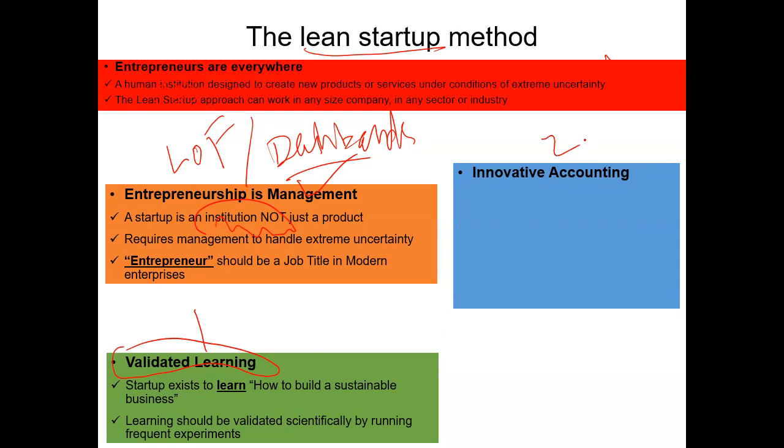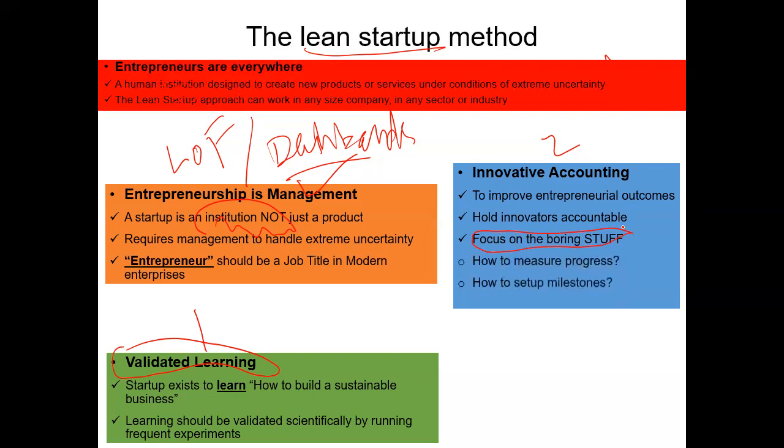Another concept that we have to come across is innovative accounting. Innovative accounting is to improve the entrepreneurial outcomes, and it holds innovators accountable. It focuses on the boring stuff. That is very critical. Usually this boring stuff is ignored, and there is a lot that lies there that needs the attention of the entrepreneurs: how to measure the progress, how to set up the milestones, and how to prioritize the work. This is the boring stuff which young entrepreneurs usually do not consider worthy of their attention. It must be given attention. So this is what we call innovative accounting.